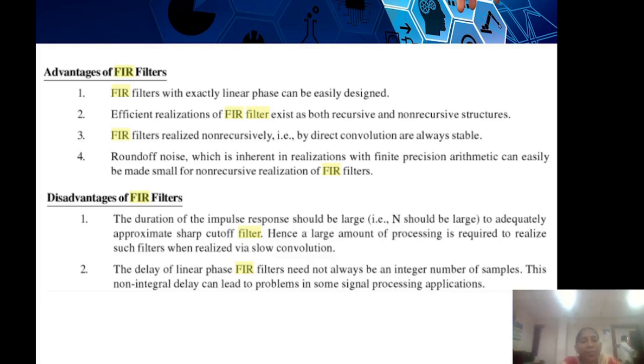Then the disadvantage of FIR filter is the duration of the impulse response should be large to adequately approximate the sharp cutoff filter. That means the duration of the impulse response should be high, because we have to approximate the sharp cutoff filter. Hence a large amount of processing is required to realize such filters when realized via slow convolution. The second disadvantage is the delay of linear phase FIR filter. It need not always be an integer number of samples. There can be a non-integral delay, and this leads to some problems in signal processing applications.